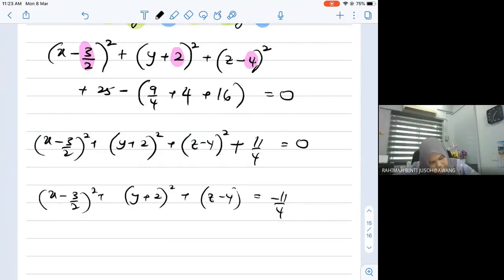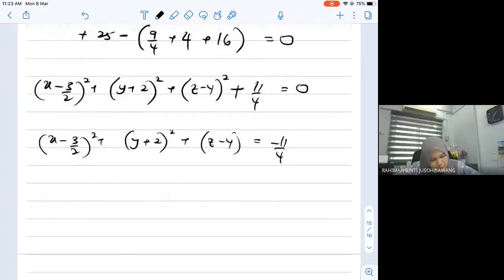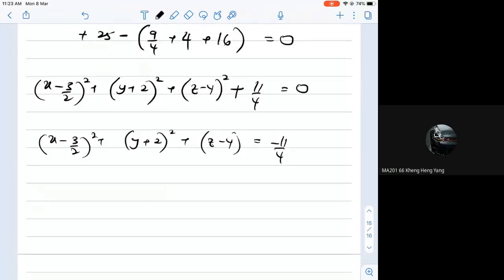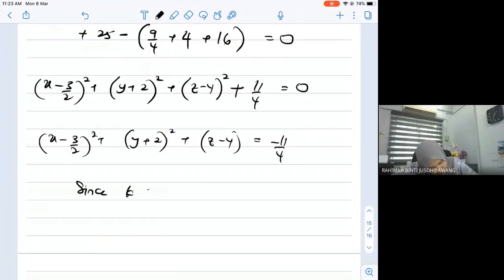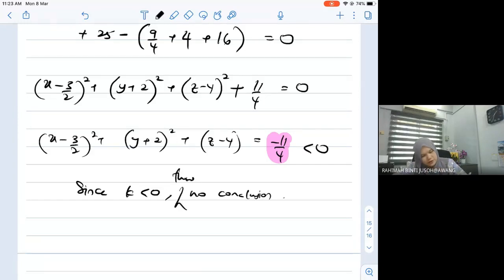Everyone got this? So what happened? What's the conclusion? Is it a sphere? No. So k is less than 0. Negative 11/4 is less than 0. So no conclusion can be drawn. Okay, thus, no conclusion.